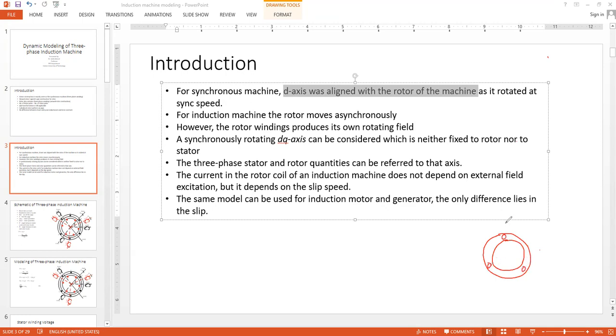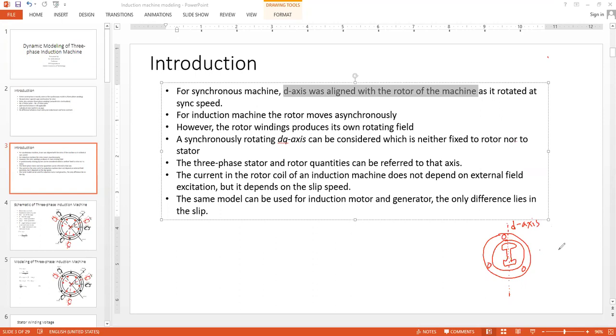So this was the stator coils A, B, and C, and this was the rotor construction. And along this line, along the rotor body, along the center of this axis, we considered that this was our d-axis. Okay? This was our d-axis.